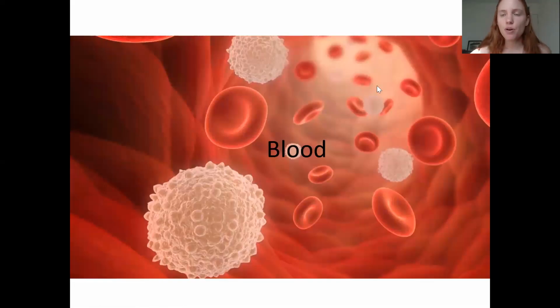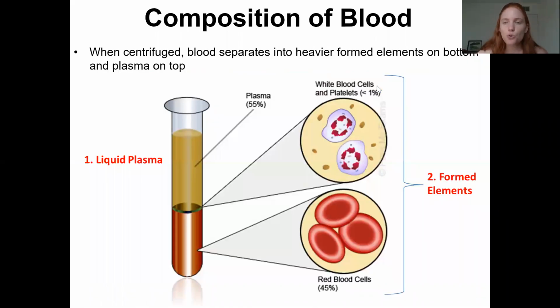Okay, guys, now we're on to the last little piece of the blood vessels and blood lecture. And now we're going to talk about the blood, looking at the different types of cells in that blood. So when you take blood and spin it in a centrifuge, that's what the machine is called, that's going to separate it by the components. And so there's two major types of components in the blood.